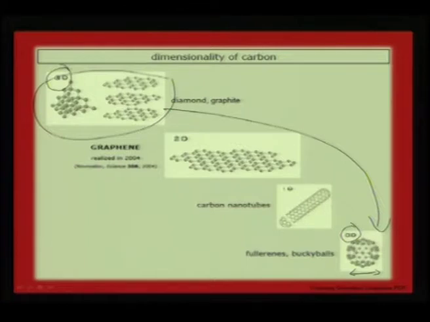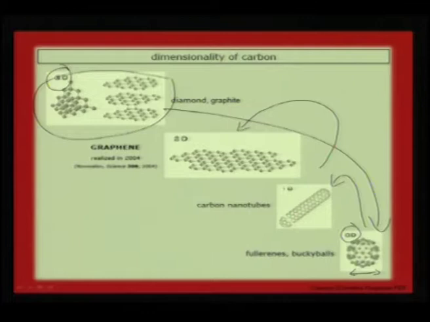So from 3D we have transcended to 0-dimension, and in terms of the history of the invention, from 0-dimension we have transcended to 1-dimension, that is single wall carbon nanotube or multi wall carbon nanotube, and from 1-dimensional carbon the recent discovery holds a lot of promise in the 2-dimensional carbon, that is graphene.